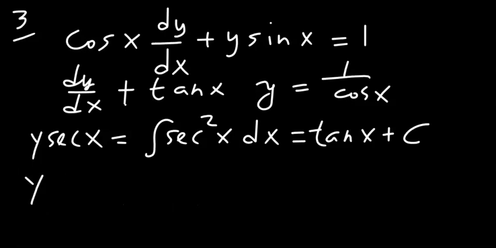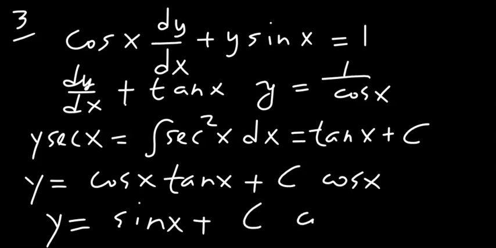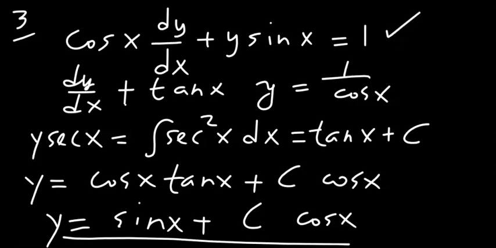Solving for y, we get y equals cosine x tangent x plus c cosine of x. Note, since sine over cosine is tangent, that cosine will kill this cosine, leaving you with only sine. So your general solution is y equals sine x plus c cosine x. And that's the general solution to this equation.